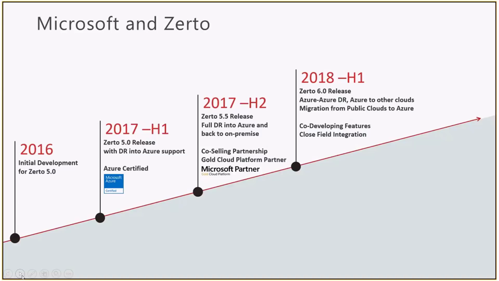Now let me move to the timeline. Early in 2017, Zerto announced support to include a simple one-way failover into Azure, which is available on the marketplace today. Then about mid-2017, Zerto released version 5.5, which added many features to include full-cycle disaster recovery. What do I mean by that? You can fail into Azure, and now you can fail back on-prem.